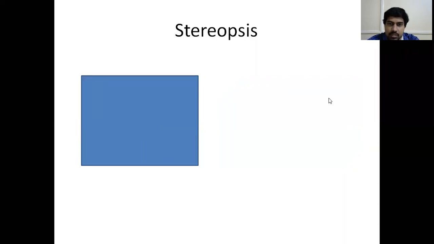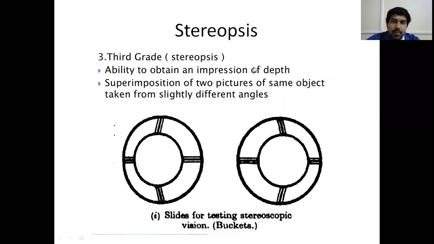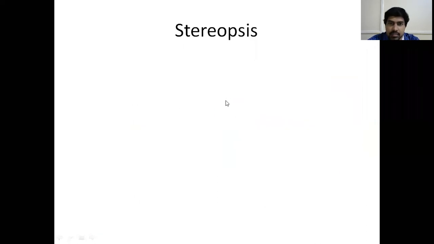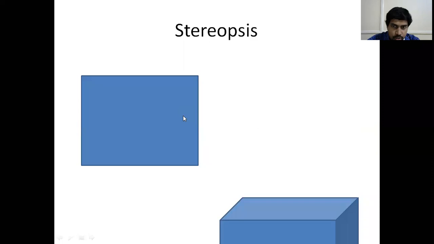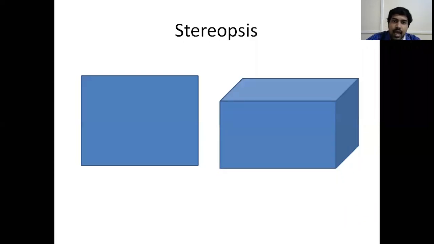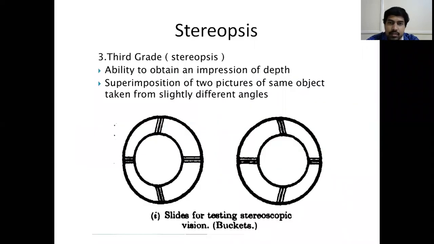So this is stereopsis. Stereopsis is the ability to obtain an impression of depth or a 3-dimensional structure. How? By superimposition of 2 pictures taken from slightly different angles. For this box, if I take a photograph from the straight or front part, I'll be seeing only this rectangle. If I take a photograph from the side angle, I'll be able to make out this 3-dimensional image. So this is stereopsis. That is the concept. And you read the textbook and make your own sentences on how to write this. I told you about the concept of this.